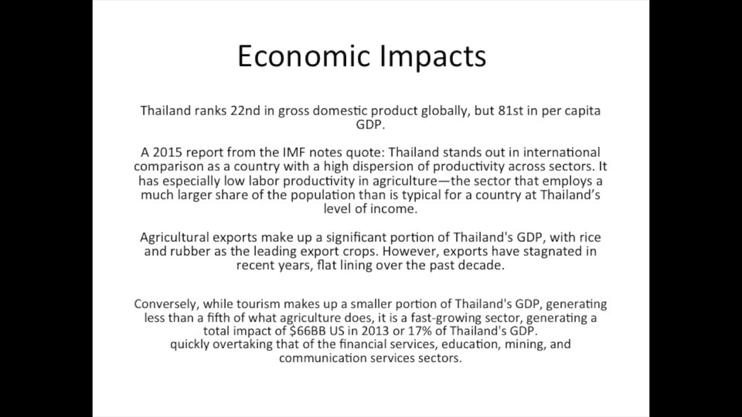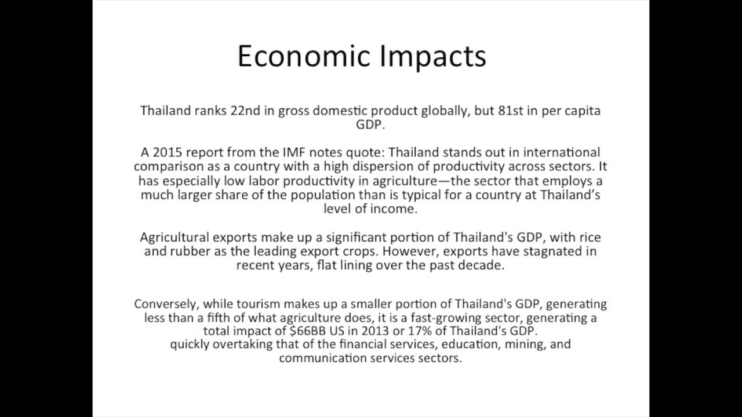Thailand ranks 22nd in gross domestic product globally, but 81st in per capita GDP. A 2015 report from the IMF notes, quote, "Thailand stands out in international comparison as a country with a high dispersion of productivity across sectors. It has especially low labor productivity in agriculture, the sector that employs a much larger share of the population than is typical for a country at Thailand's level of income."